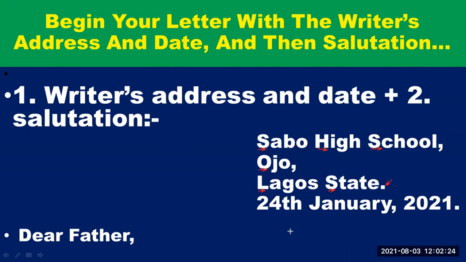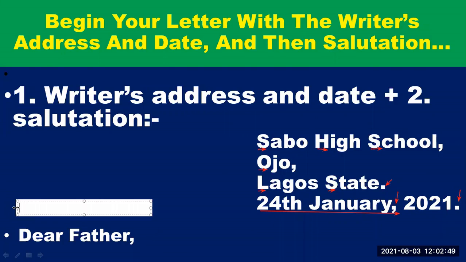That's the first part. Then comes the date. You can write 24th January, you put a comma, 2021, full stop. The next feature of your informal letter is the salutation, because an informal letter doesn't have the receiver's address. You go straight to salutation, and in this case, you write, Dear Father, and you put a comma. Ensure that Dear starts with capital letter D and Father, capital letter F.